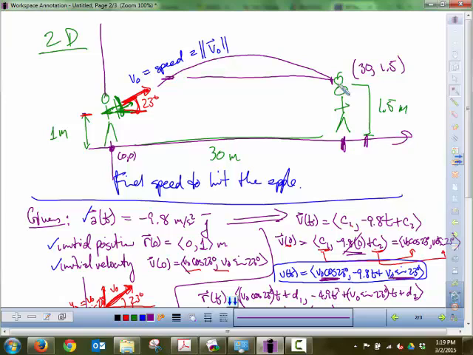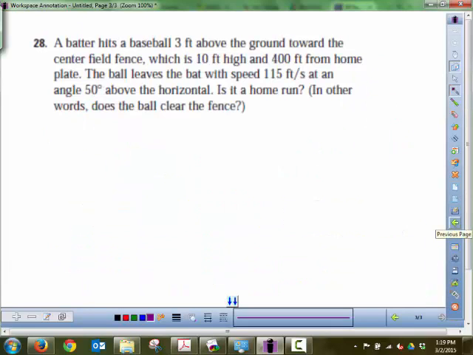Okay, let's do another one. And here's your other example over here. So a batter hits the baseball 3 feet above ground towards center field, and the fence is 10 foot high and 400 feet from home plate. We're dealing with feet. 10 feet high and 400 feet from home plate. And the ball leaves the bat with a speed of 115 feet per second and an angle of 50 degrees above the horizontal. So the question is, do you clear the fence?